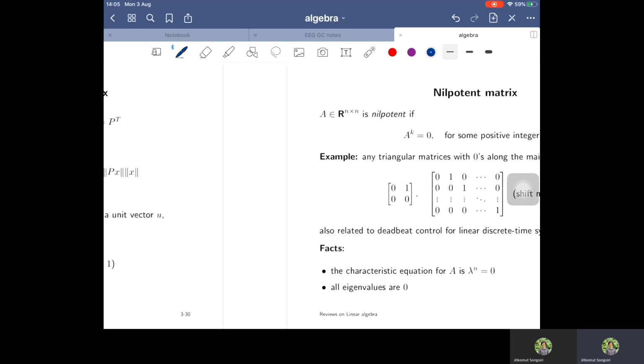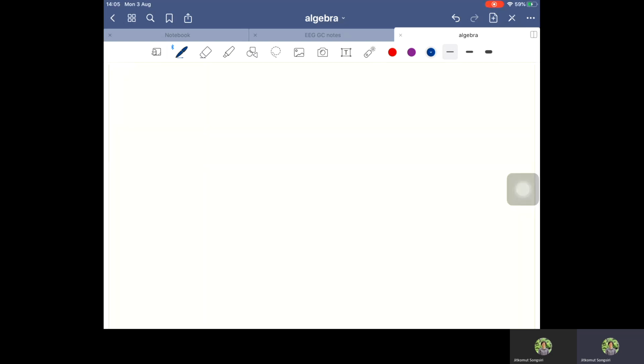I selected this group of matrices because it finds a lot of applications in engineering, and we're going to extend the basic properties from what we learned about eigenvalues. Okay, so let's refer to our prior knowledge about eigenvalues.